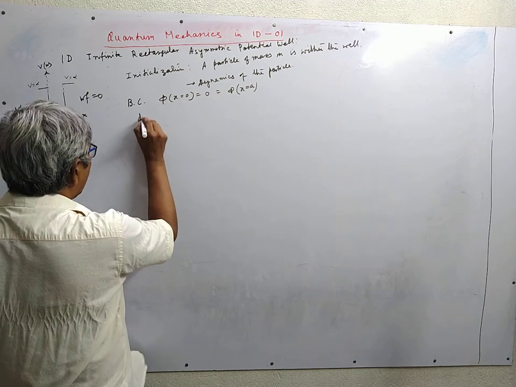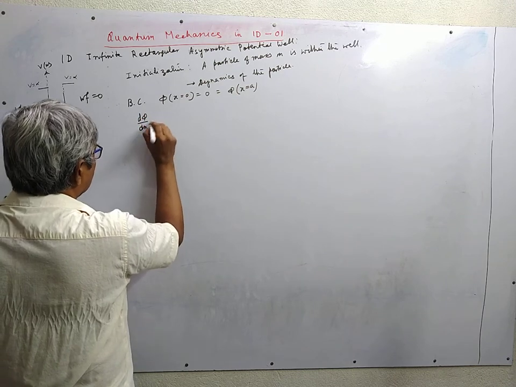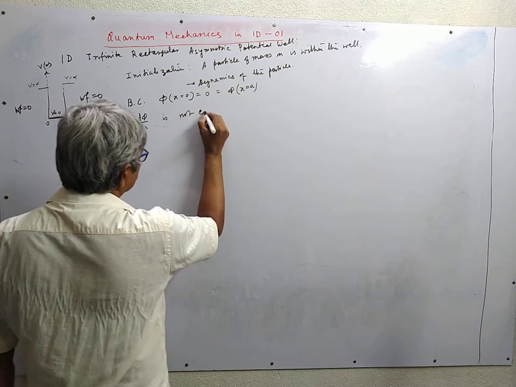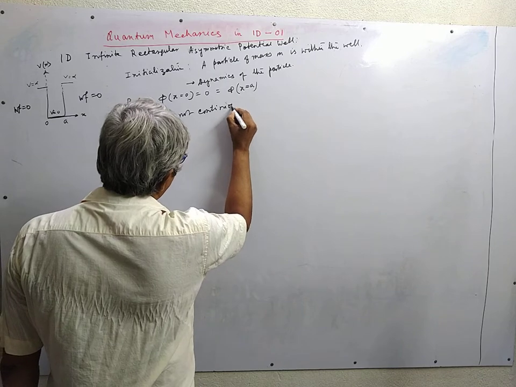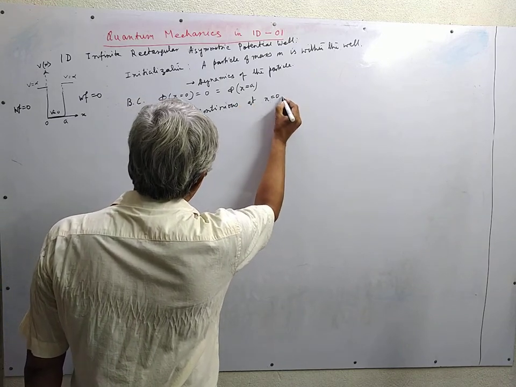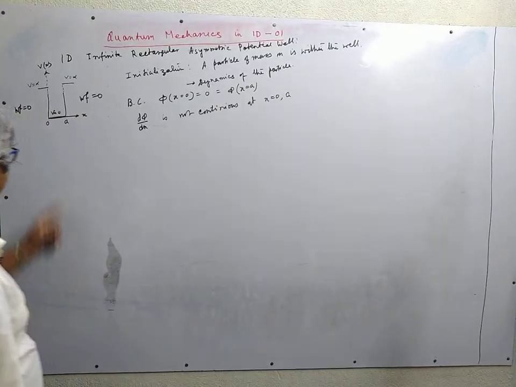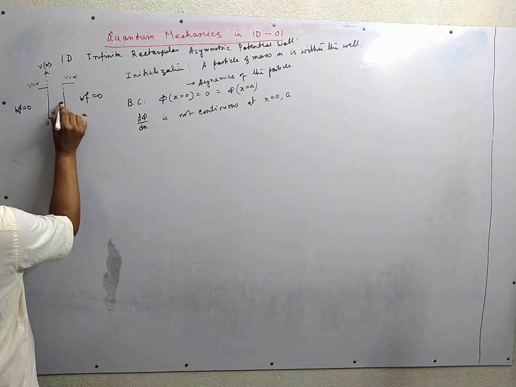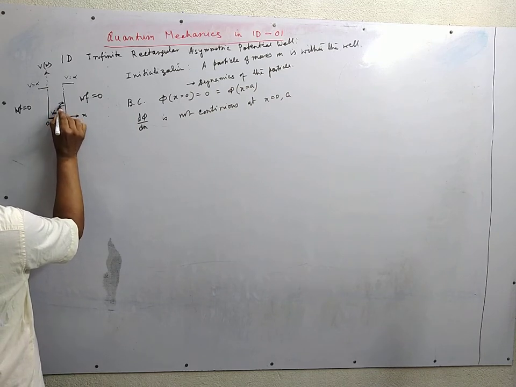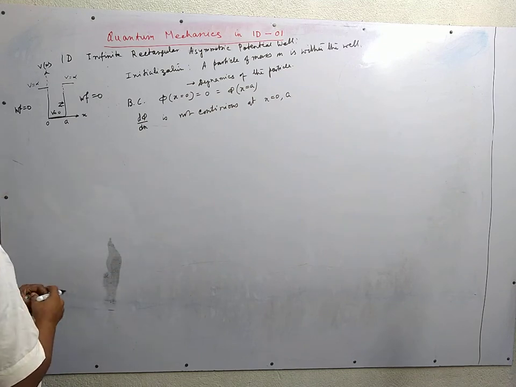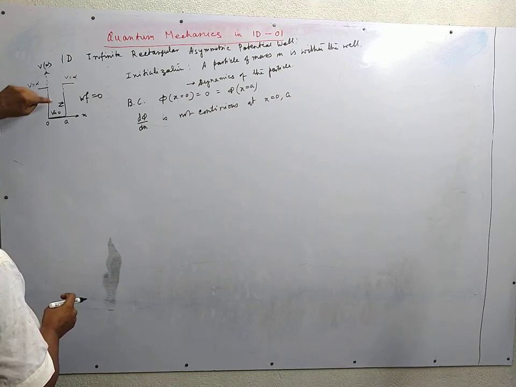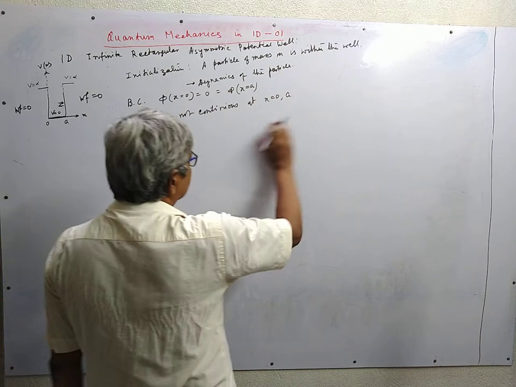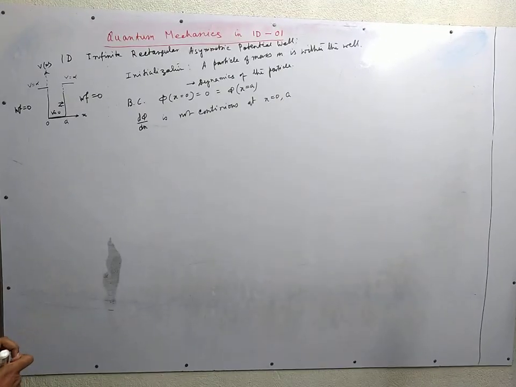Now, del psi del x is not continuous at x is equal to 0 and a, because if we approach the wall from this direction, an impulsive force acts on the particle and changes its velocity. So an impulsive force acts on the walls of an infinite potential well. So there is no condition coming from the first derivative of the wave function.